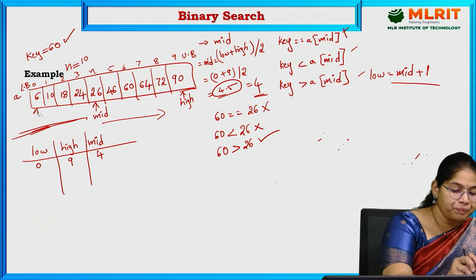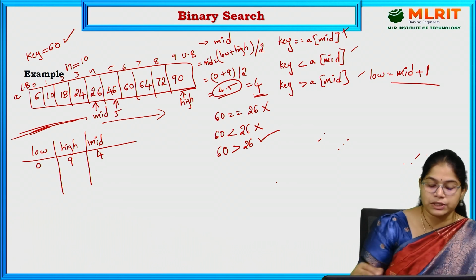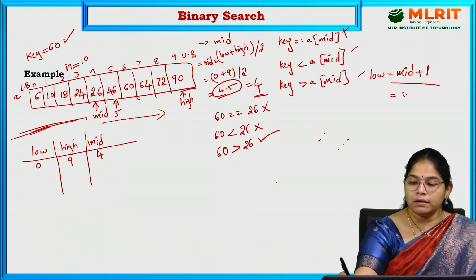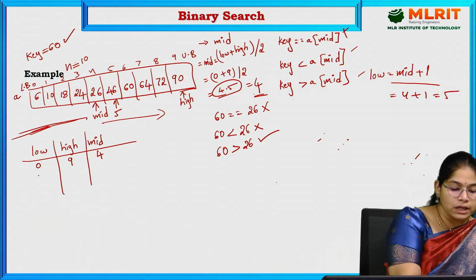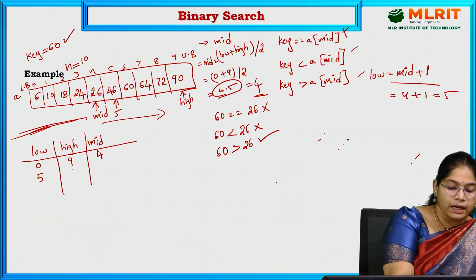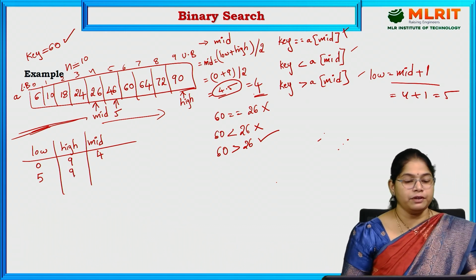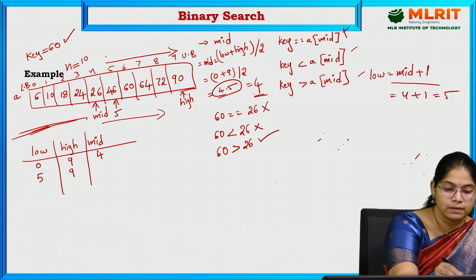Now low is at 5 because mid is 4, 4 plus 1. Now it is 5. So low value is now 5. High will remain the same. So high is 9. Again we have to find the mid value. Now the search space is this.